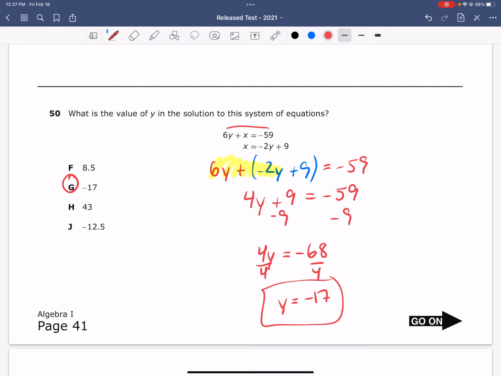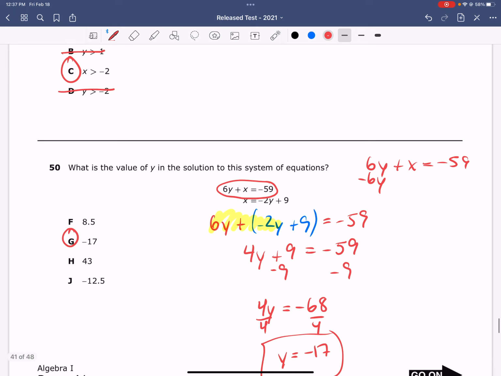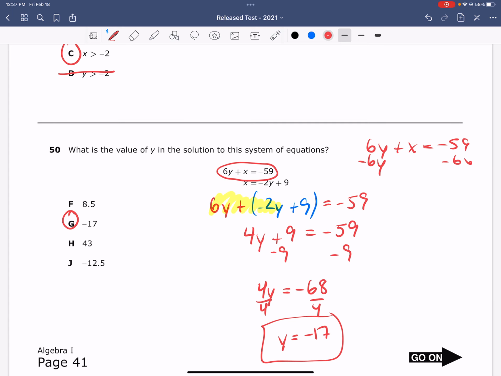So if we take this first equation and try to solve it for x, that just means that we will be subtracting 6y from both sides of the equation. So minus 6y and minus 6y will give us x is equal to negative 6y minus 59. Now I will be graphing this equation and this equation in Desmos and looking for their intersection.